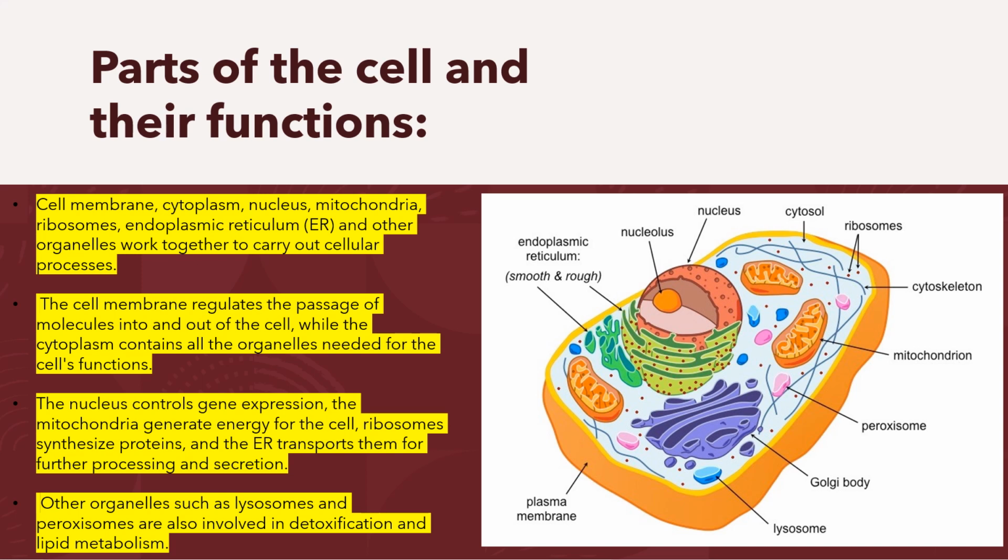All of these components work together to carry out cellular processes. For example, the cell membrane regulates the passage of molecules into and out of the cell, while the cytoplasm contains all the organelles needed for the cell's function. The nucleus controls gene expression, and the mitochondria generates energy for the cell to use. Ribosomes synthesize proteins, which are then transported through the endoplasmic reticulum for further processing and secretion.